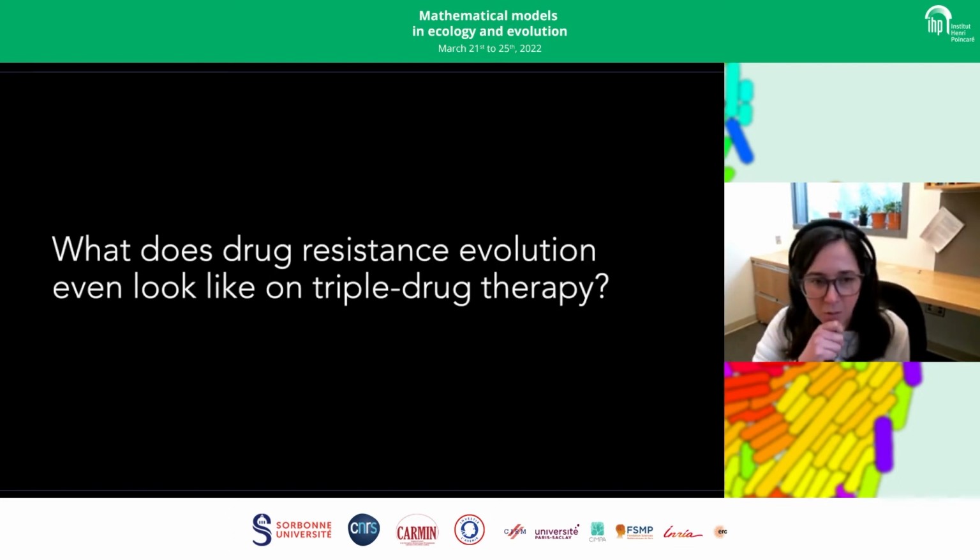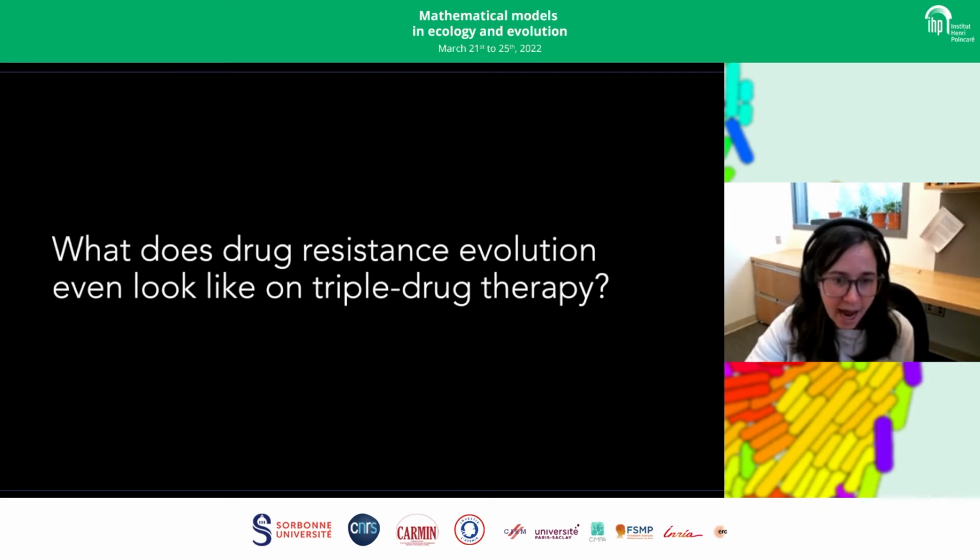But before we do this, I want to do a brief sojourn into the data and ask, what does it actually look like when drug resistance evolves on triple drug therapy? Because this is something that I didn't have a lot of great intuition coming into this project. And the more that I thought about it, the more I realized that it doesn't seem to match a lot of the patterns that we would expect under the conventional wisdom of why these 3 drug therapies work.